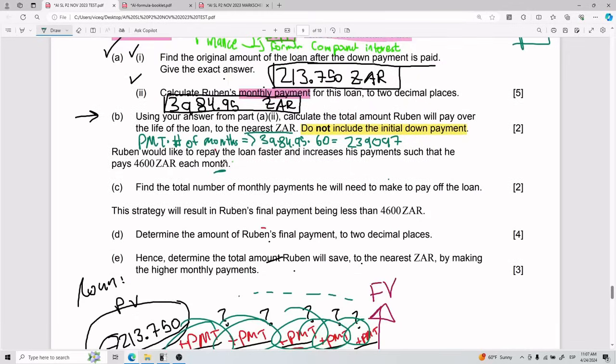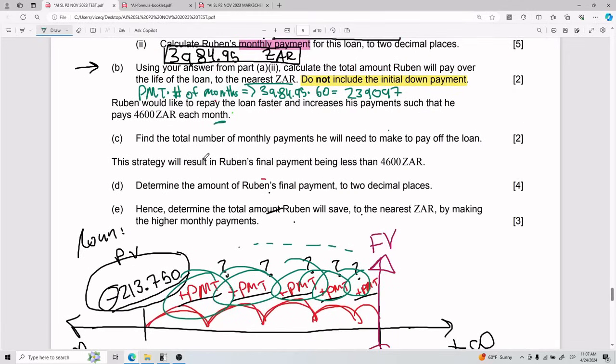Now it gets a little bit more exciting. Well, I think it's already exciting, but that sounds a little bit nerdy. Here it gets exciting because they tell us that Ruben would like to repay the loan faster and increase his payments such that he pays 4,600 ZAR each month. Part C is find the total number of payments he will need to make to pay off the loan.